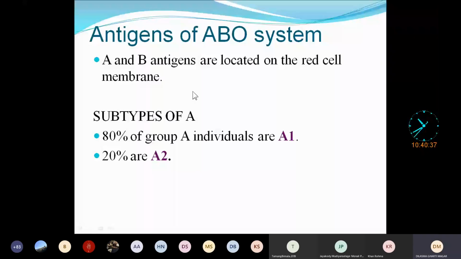I hope you won't let me down while asking viva. So here it will be present on the surface of the RBC. The subtypes of A are A1, 80%, and A2, 20%. 80 and then 20, with the A1 type comprising more.